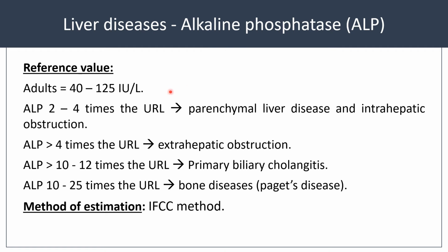Okay, coming to the interpretation, ALP will be elevated 2 to 4 times in case of parenchymal liver disease and intrahepatic obstruction. It will be elevated more than 4 times in extrahepatic obstruction. It will be elevated 10 to 12 times compared to the reference value in primary biliary cholangitis.